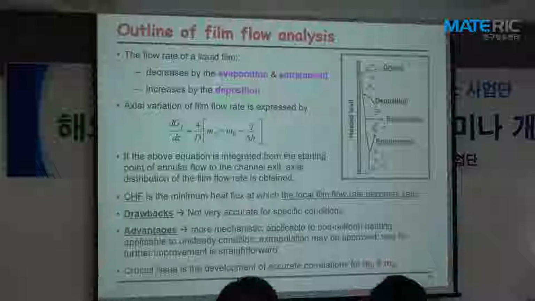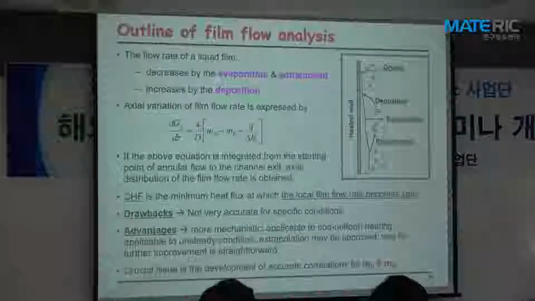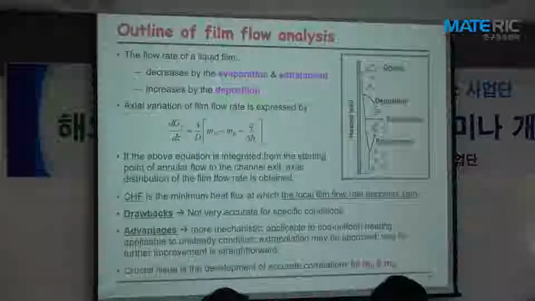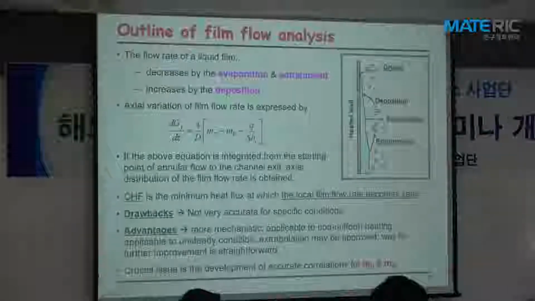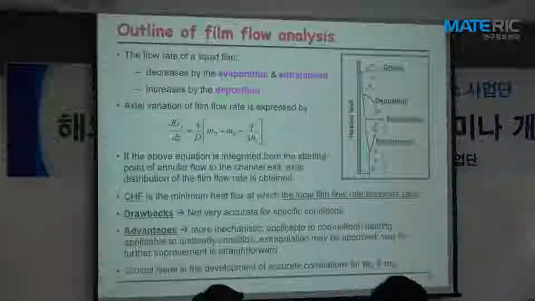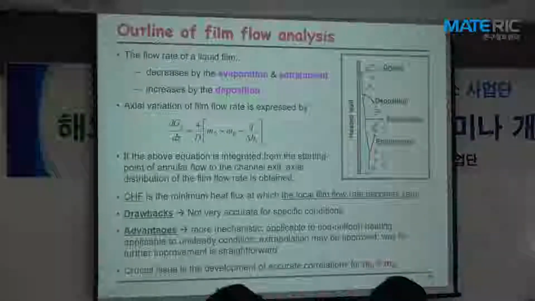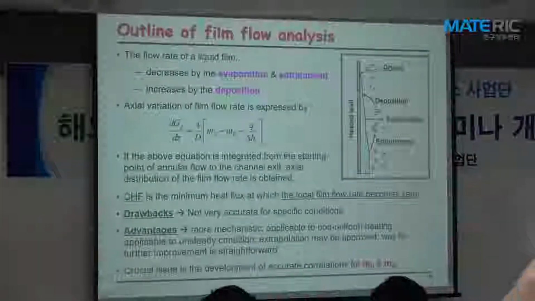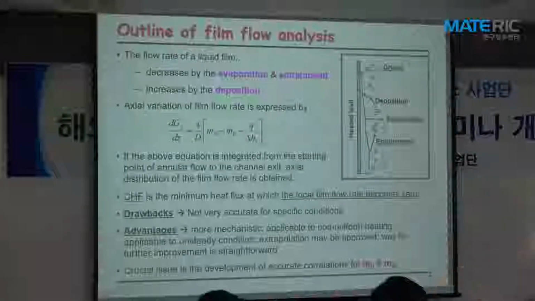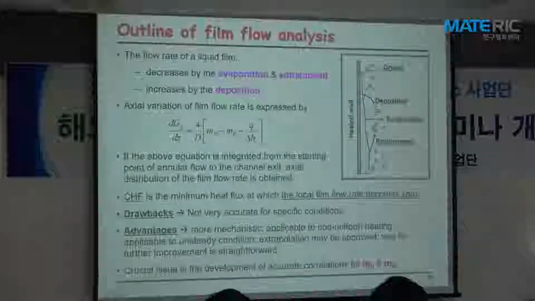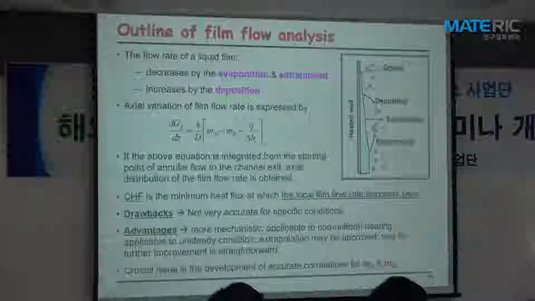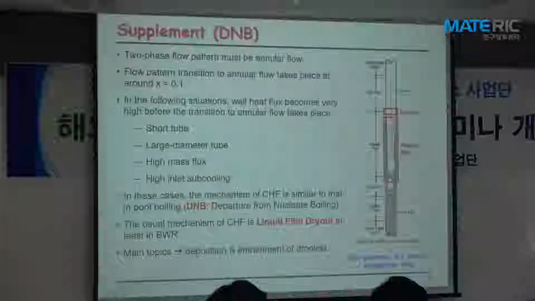To calculate this equation accurately, the crucial issue is that how many droplets are deposited is difficult to know. And how many droplets are entrained from the liquid film is also difficult. The crucial points are how we can have an accurate correlation for this part and this part. So I'd like to talk about this.